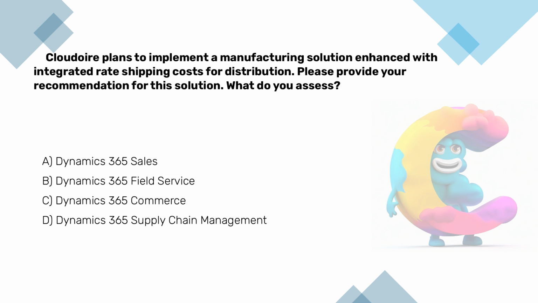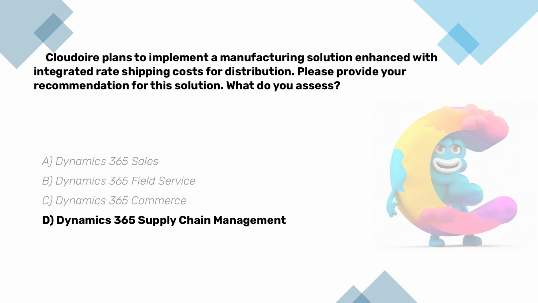Okay, now pause the video here, have a bit of think, and then continue when you are ready. The recommended product for a company interested in integrated rate shipping costs within a manufacturing context is Dynamics 365 Supply Chain Management. This product provides comprehensive features essential for managing supply chain logistics, including tracking shipping rates, optimizing inventory, and ensuring efficient delivery processes. It effectively integrates with other Dynamics tools to address all aspects of distribution, making it the most suitable choice for the company's needs.